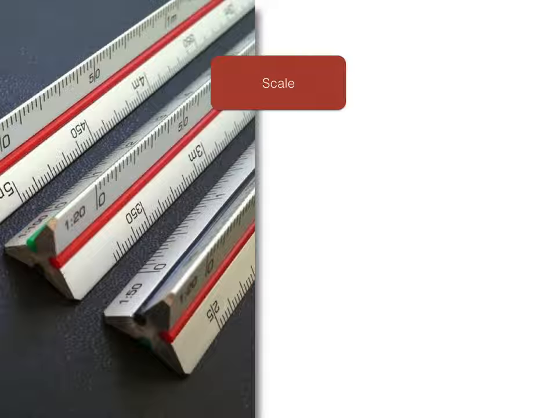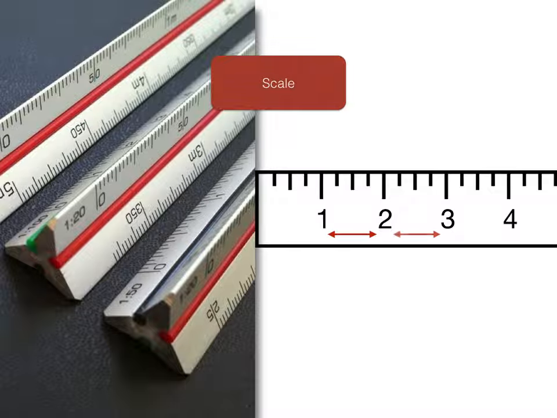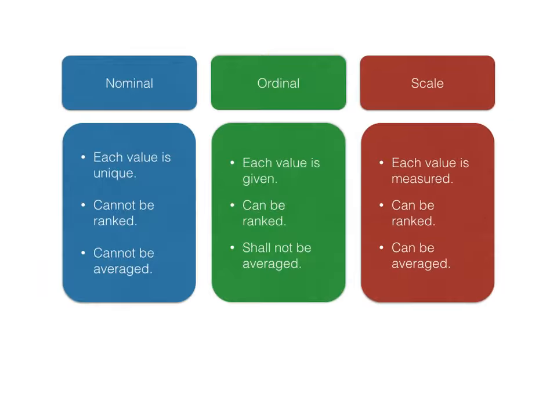A scale variable is the true measured variable in statistics. For example, if you look at this ruler, each unit is evenly distributed and it's a true direct measure of a particular distance. So liters, meters, kilograms, everything would fall under scale variables because they are measured and calculated. They are not perceived or just nominated as you saw in nominal or ordinal variables. So scale data is more accurate. Statistics done on scale variables are more accurate and they are more preferred in statistics. So to sum it up, each value is measured in a scale variable. It can be ranked and it can be averaged.